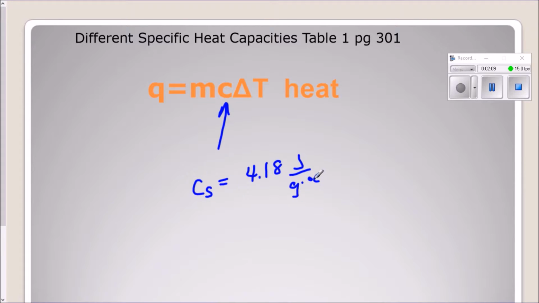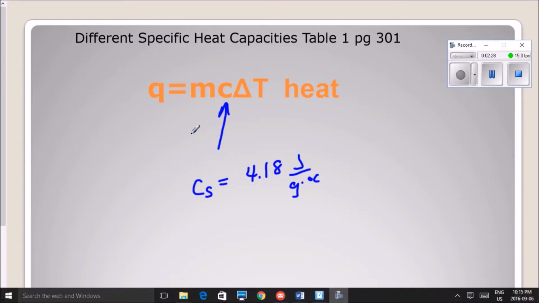Now different substances have different specific heat capacities. So iron will have a different specific heat capacity than aluminum, and so on. And things that change temperature quickly generally have a very low specific heat capacity because they don't require a lot of energy to change.